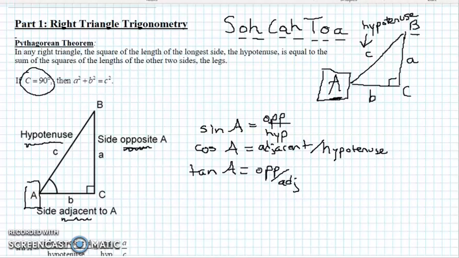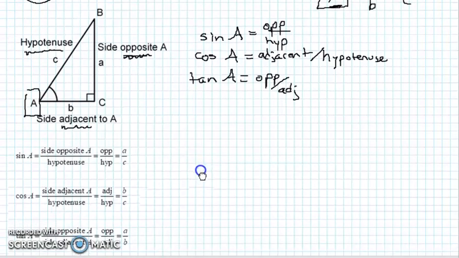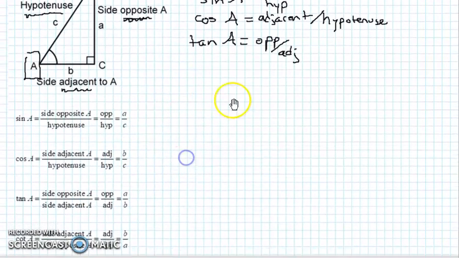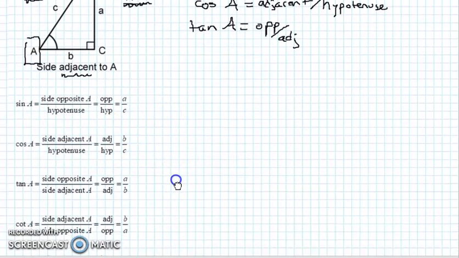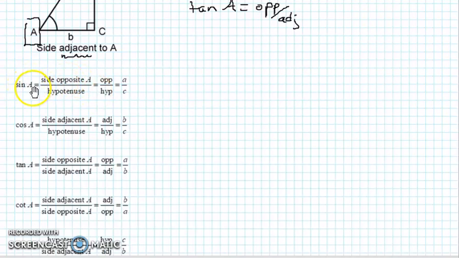Okay, and let me scroll down here just to show you. And I have a PDF with these definitions posted with the link to this video. So anyway, this is what I just wrote up above. Sine is opposite over hypotenuse. That's the SO part of SOHCAHTOA. Cosine is adjacent over hypotenuse. That's the CAH part. Tangent's opposite over adjacent.